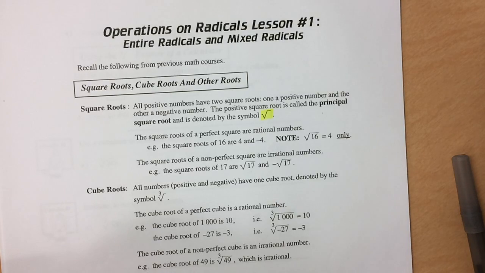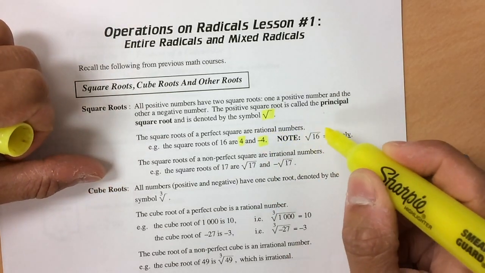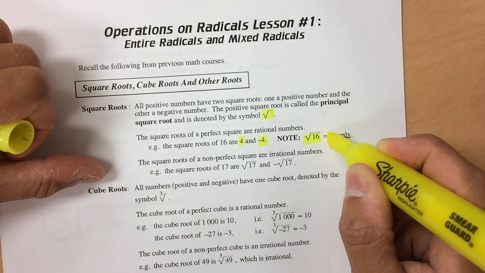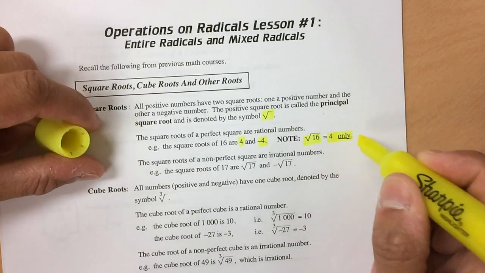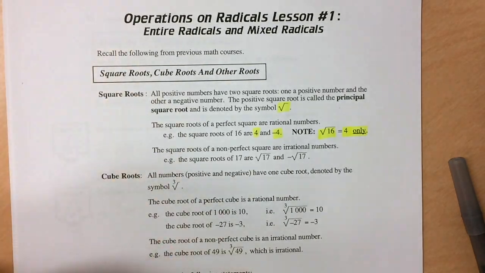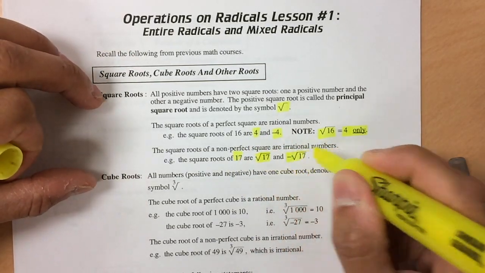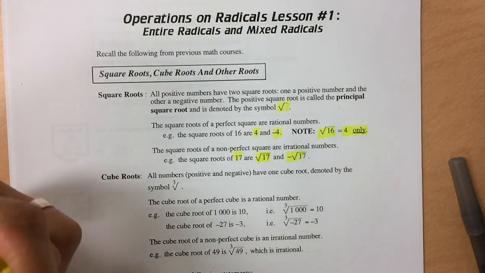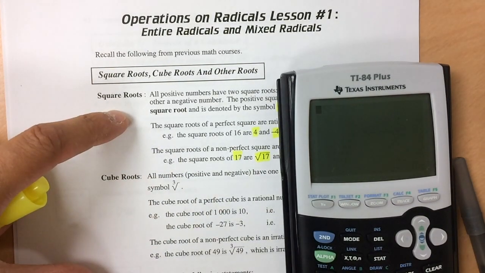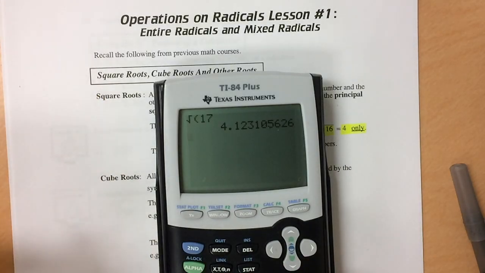And the square root of a perfect square is a rational number. So the square roots of 16 are 4 and negative 4. But note that if we're taking the square root of 16, it can only be 4. Only 4. So the square roots of a non-perfect square are irrational numbers. So the square roots of 17 are the square root of 17 and negative square root of 17. But if you were to plug the square root of 17 into your calculator, you're going to get an irrational number, a number that cannot really be represented as a fraction.